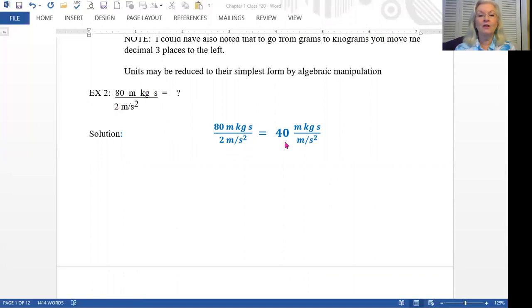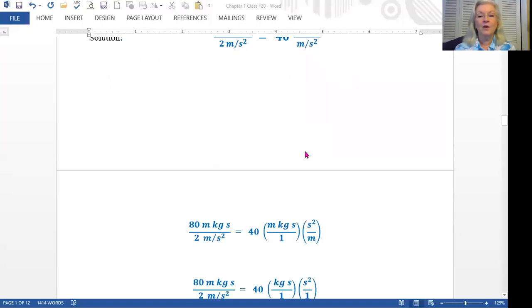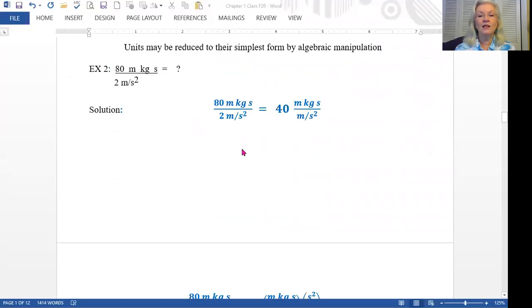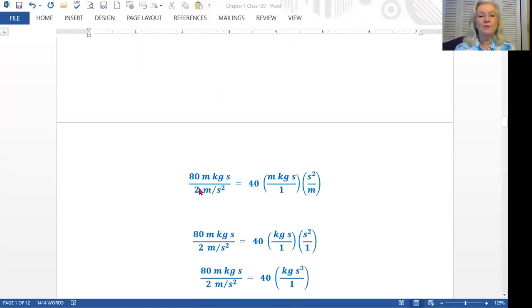Well, 80 divided by 2 is 40. We've got that. But we still have meter kilogram seconds divided by meters per second squared. We need to simplify that. So when you have a fraction in the denominator, you invert and multiply. This meter per second squared is going to get turned upside down and multiplied by the unit in the numerator. So remember, it was meters per second squared in the denominator, so I flipped it.